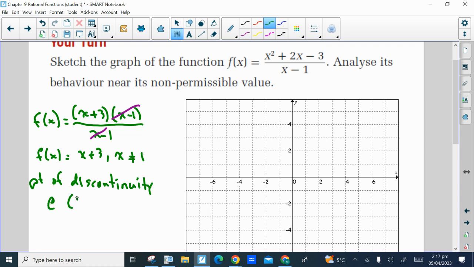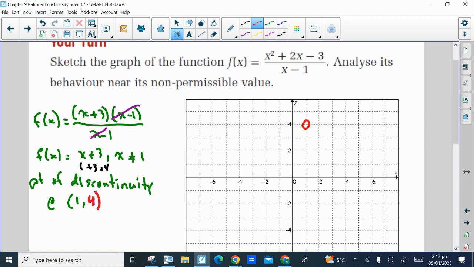At the value that x equals 1. And we can take the simplified expression, let x equal 1, 1 plus 3 equals 4, so our point of discontinuity is at the point 1 comma 4. That's where the hole in the graph will be.